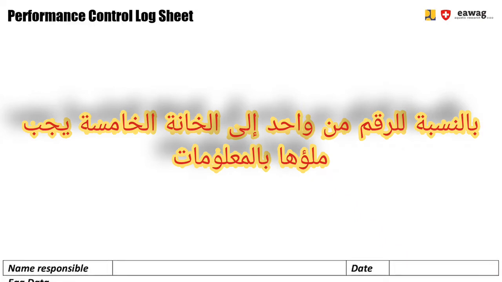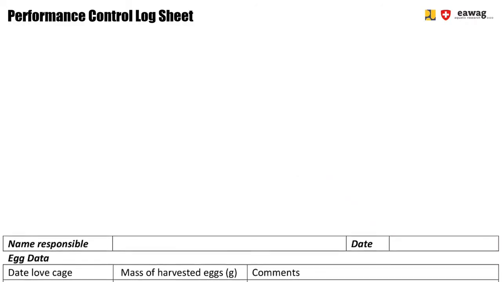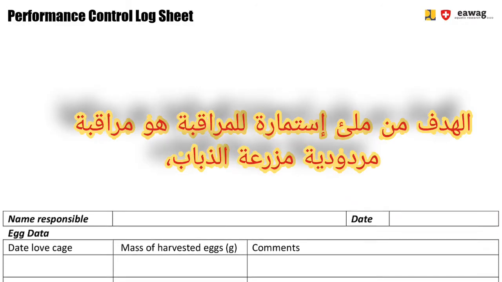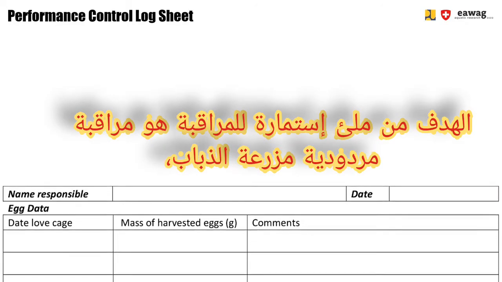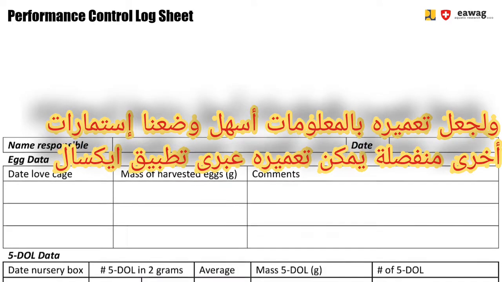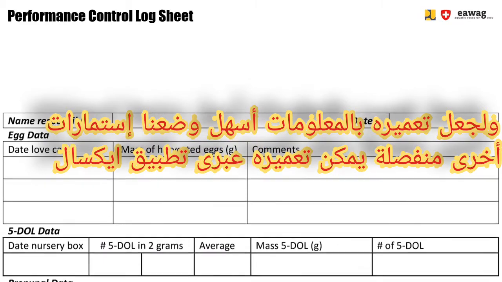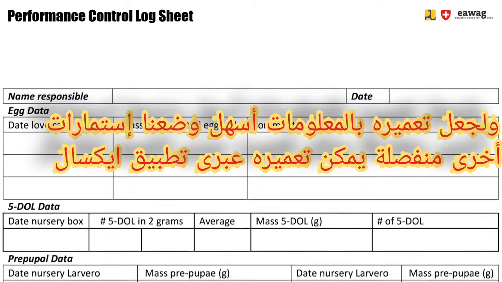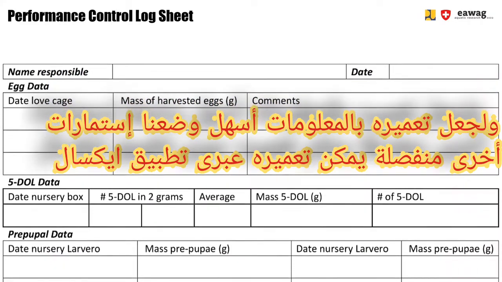The numbers 1 to 5 indicate data collection points, where you have to fill in data from the operation in a performance control log sheet. The goal of filling in this data is to check on the performance of the nursery operation by summarizing this data in a spreadsheet. We have a separate control log sheet for this operation to keep it easy to fill in the data later in the Excel file.